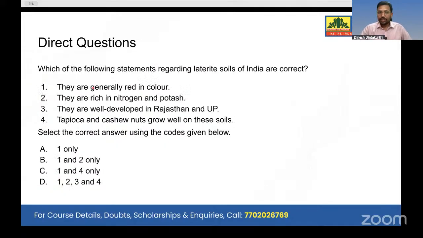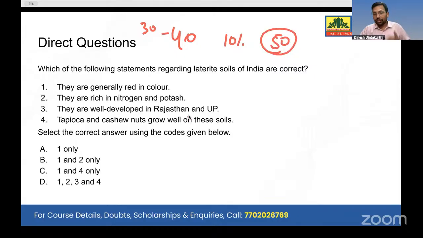So direct questions. Yes, in geography, 30 to 40% of questions are direct. 10% of questions are map based. For the remaining 50%, you have to apply logic, secondary logic, tertiary logic.